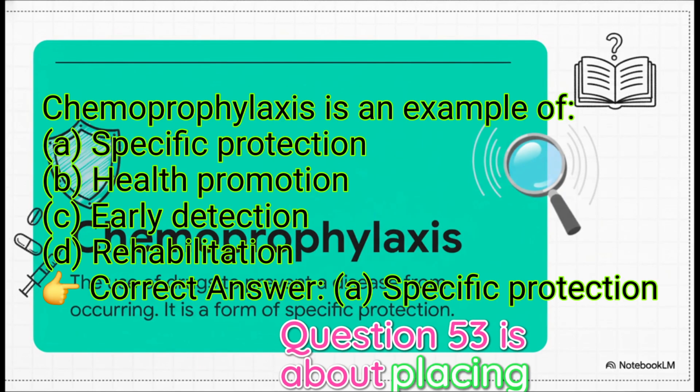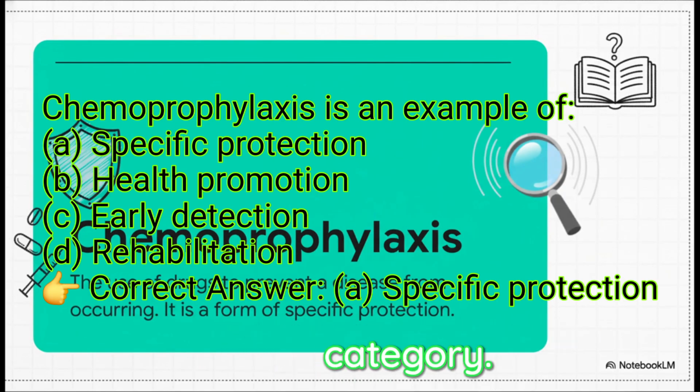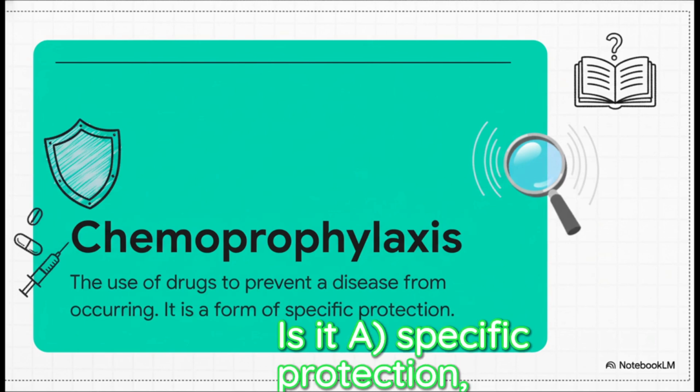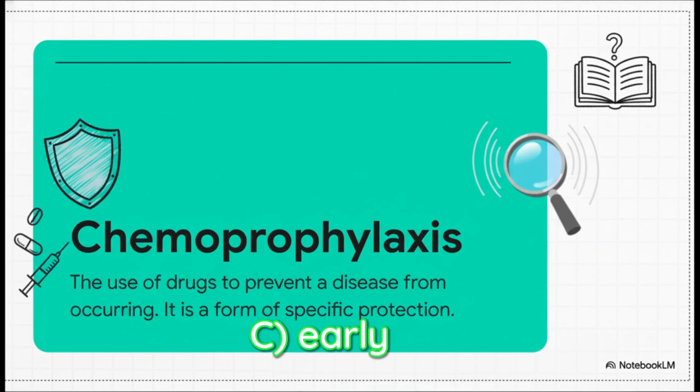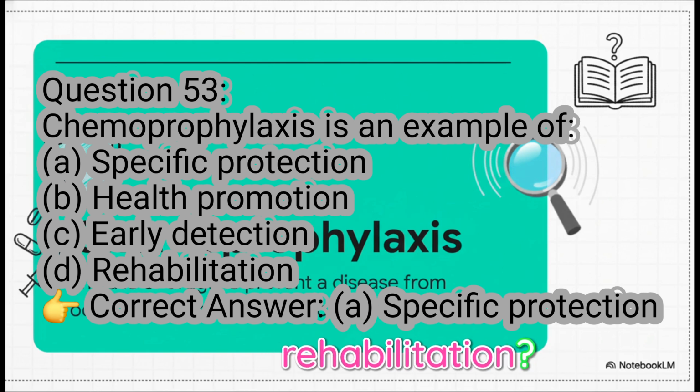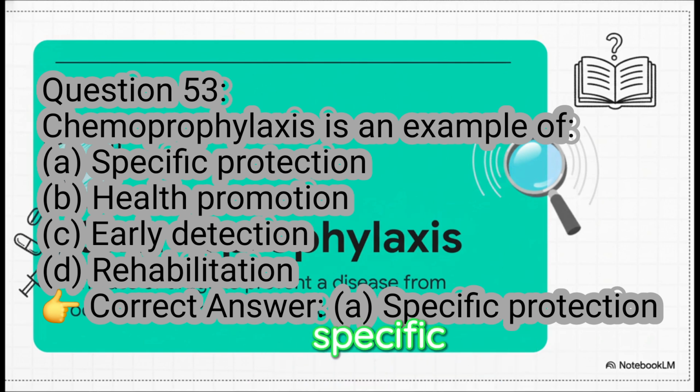Question 53 is about placing chemoprophylaxis in the right category. Is it A, specific protection, B, health promotion, C, early detection, or D, rehabilitation? The correct answer is A, specific protection.